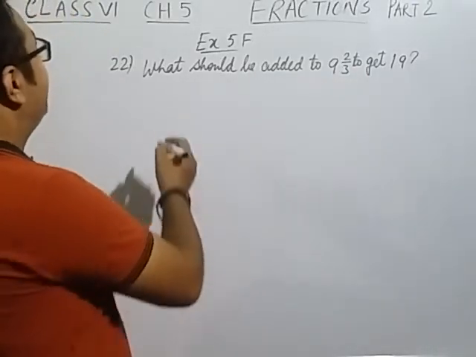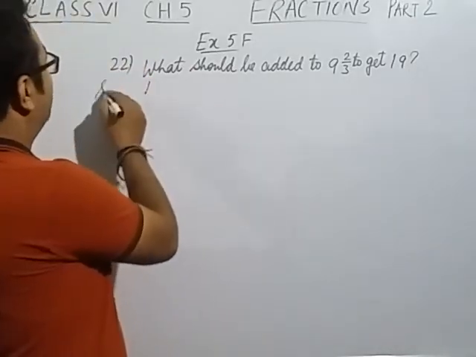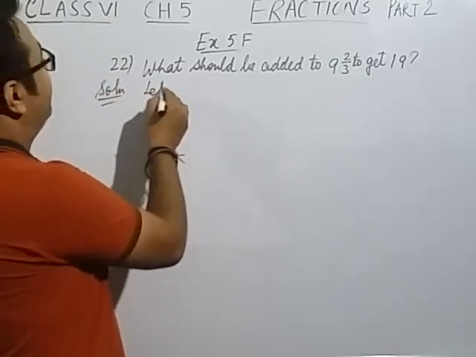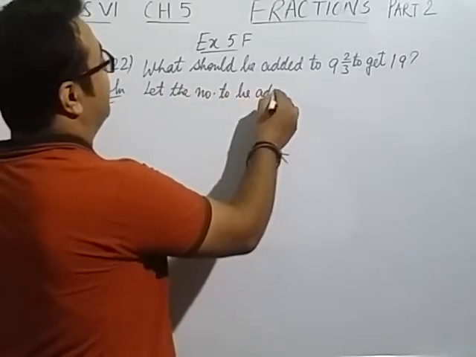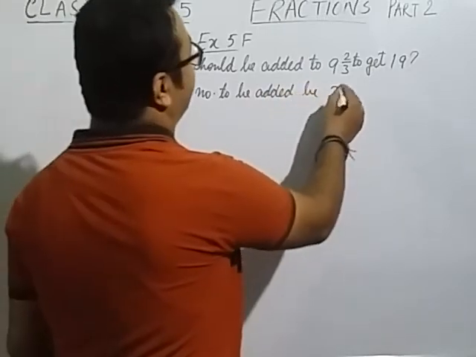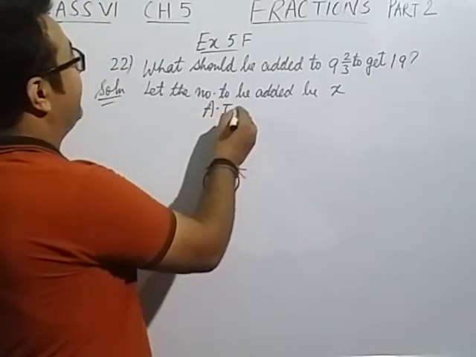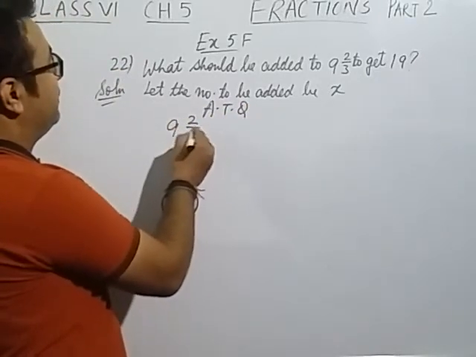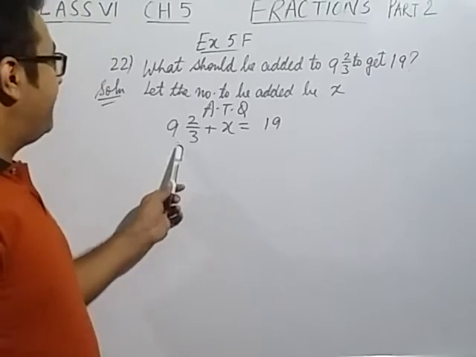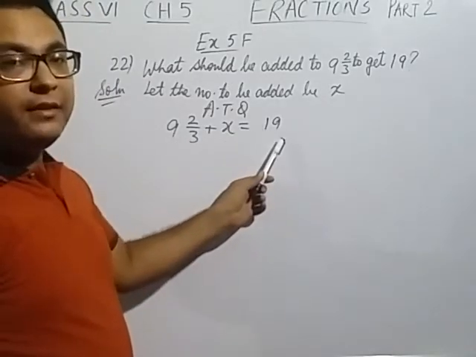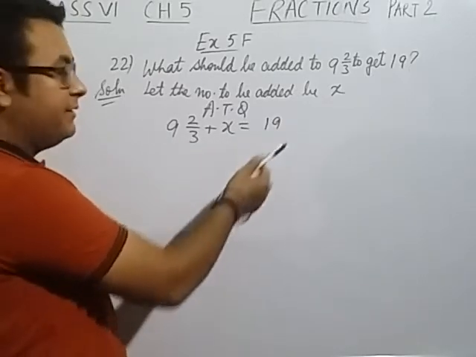So how will we proceed? We'll first take the number that we have to obtain as x. Let the number to be added be x. Whatever number we have to find, we will take it as x. Now according to the question, we can write 9 whole 2 upon 3 plus x is equal to 19. We frame one equation, 9 whole 2 upon 3 plus x is equal to 19.